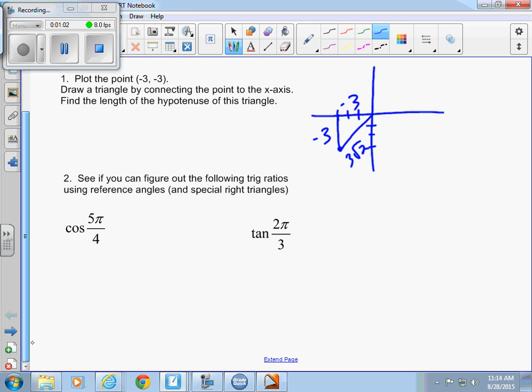See if you can figure out the following trig ratios without a calculator using reference angles and special triangles. This is what we are learning. This is a big thing for the day. If you have no idea, it's okay.